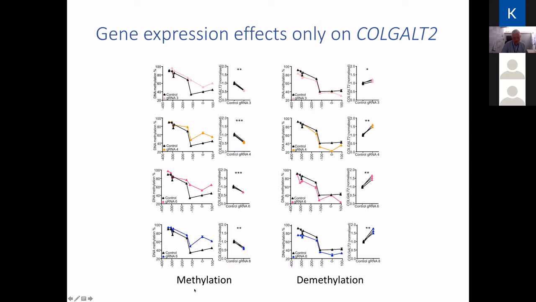And what we discovered is that when we methylated this piece of DNA, it did have an effect upon the expression of COLGALT2. We were able to reduce the expression of the gene. And when we demethylated it, we were able to increase the expression of the gene. And the effect, again, was only seen on COLGALT2.